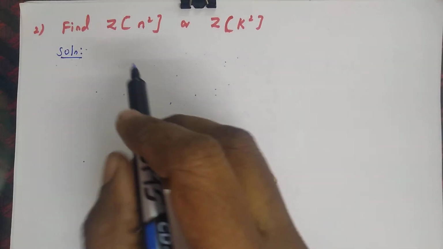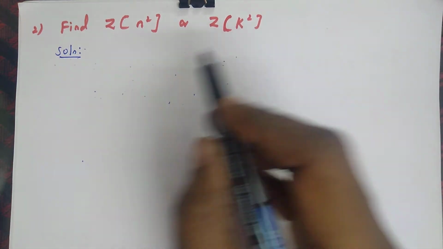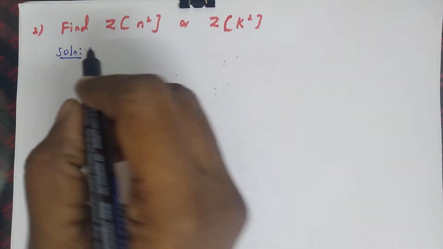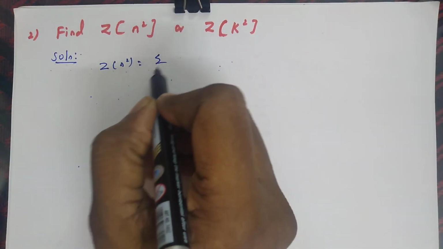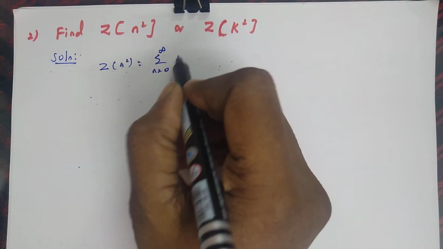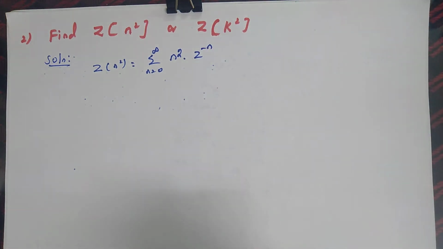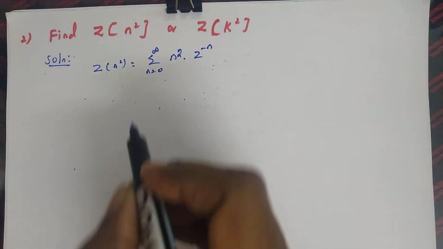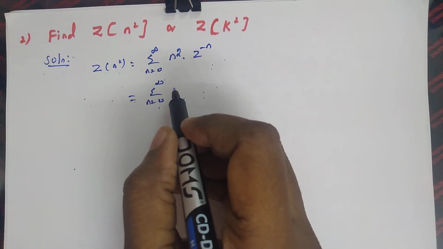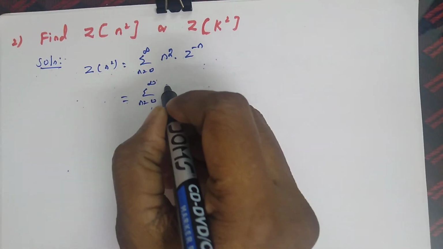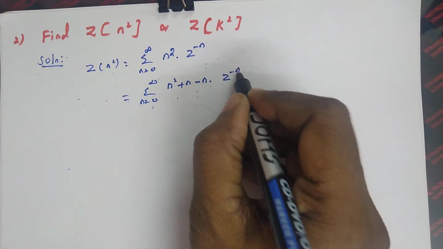Look at the next question. Find the Z transform of n square or find Z of k square. By the definition of Z transform, this can be written as Z of n square equal to sigma n equal to 0 to infinity n square into z power minus n. Now the next step is, for n equal to 0 to infinity, we are going to add and subtract n. So what will happen? N square plus n minus n into z power minus n.